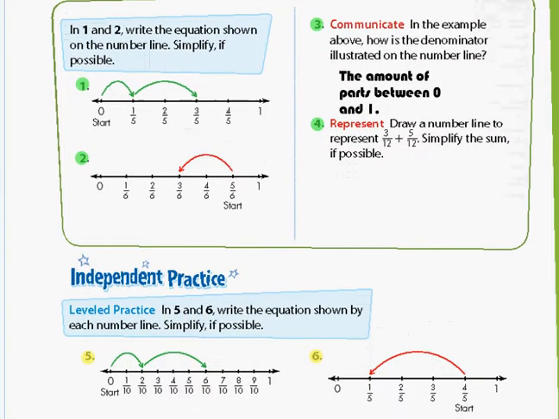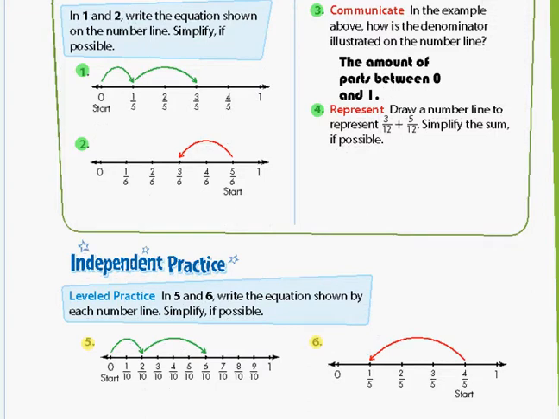Okay, we'll go ahead and look at the guided practice. In 1 and 2, write an equation on the number line. Simplify if possible. This would be an example of adding on a number line. Number 1 starts at 0 and moves to the right, so that means we're adding. The first one is 1/5 plus 2 more fifths. That's going to equal 3/5. And where you end on the number line is the answer to the equation.